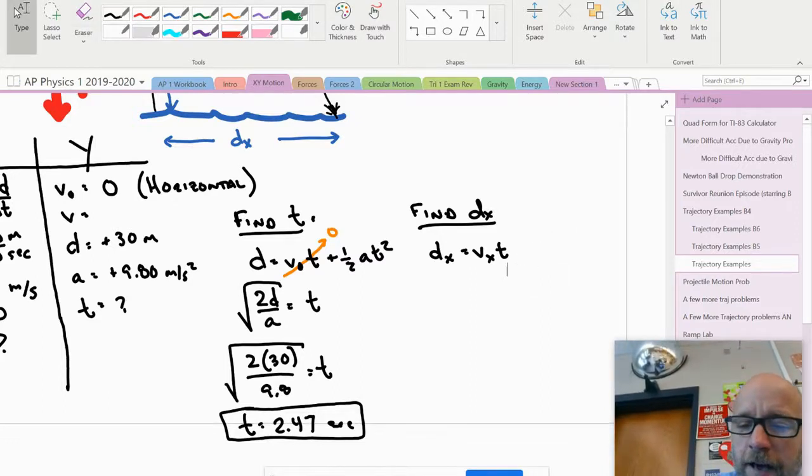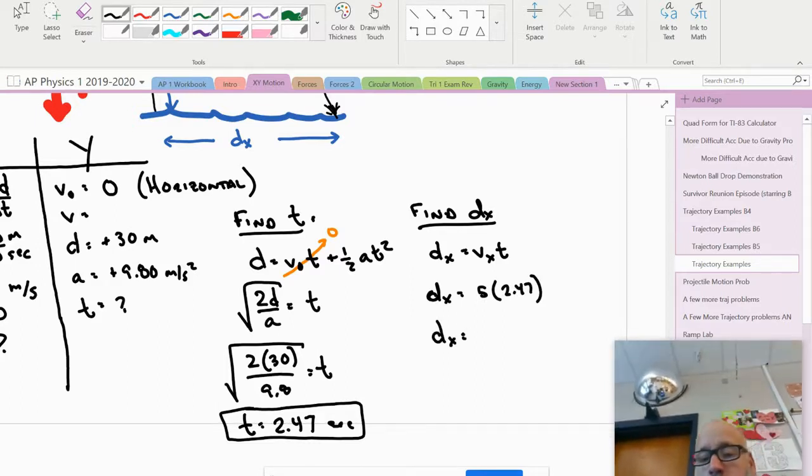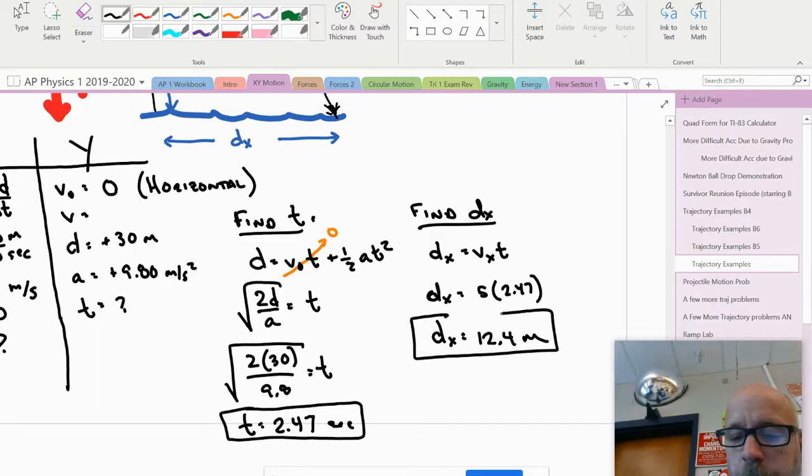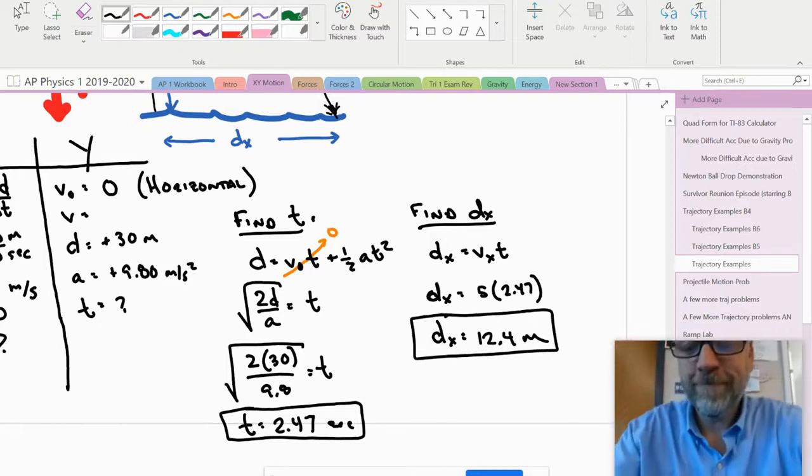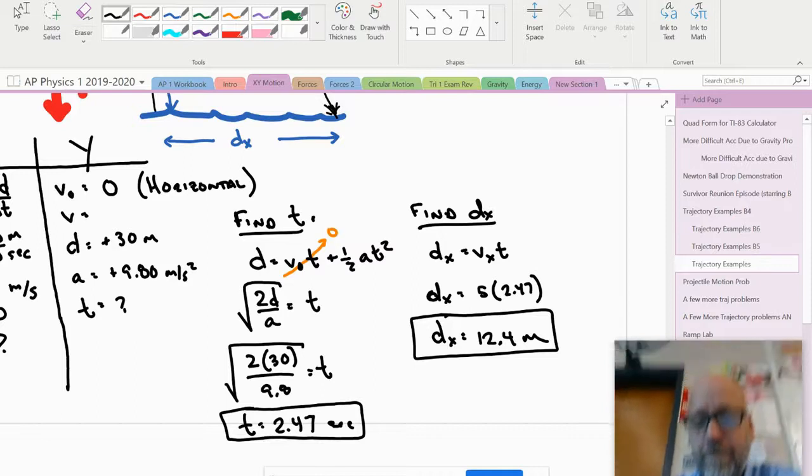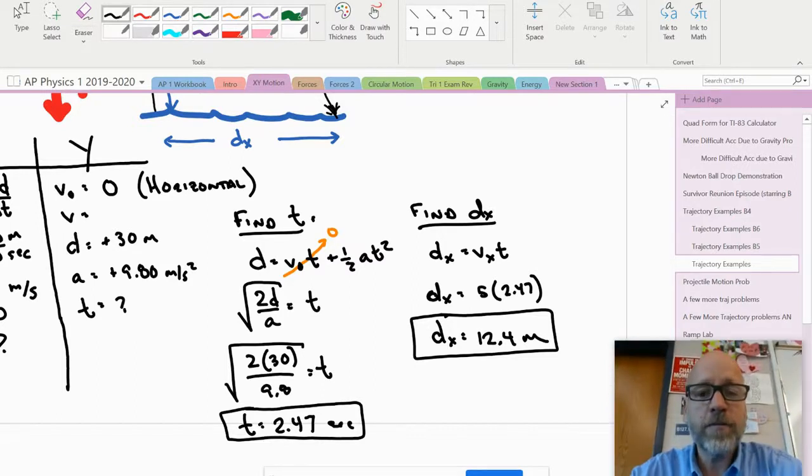Now, dx is then going to be equal to 5 times 2.47. So the displacement in the x direction that she travels while in the air is going to be around 12.4 meters. There it is. Good. Thanks for staying with me.